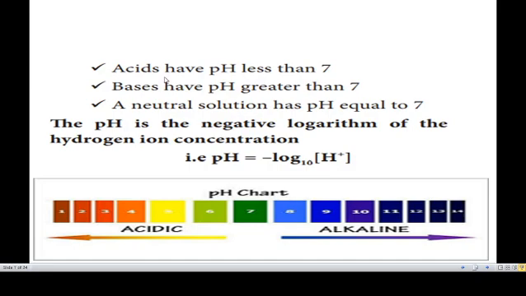Acids have pH less than 7. Bases have pH greater than 7. A neutral solution has pH equal to 7. This is a neutral solution. These are all acidic solutions. These are all basic solutions.